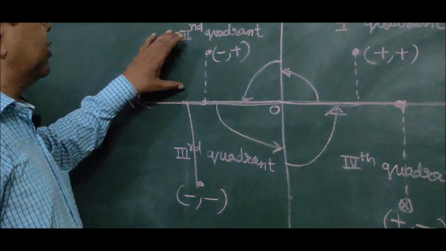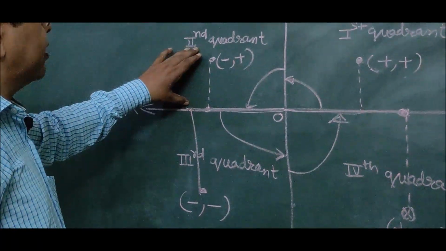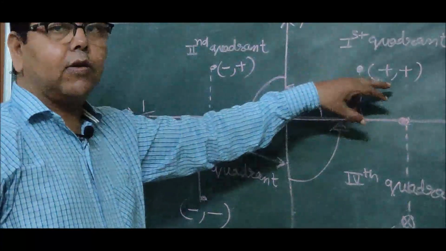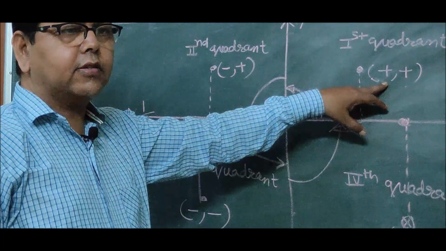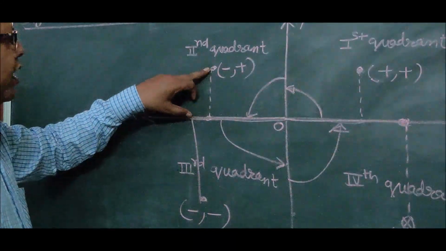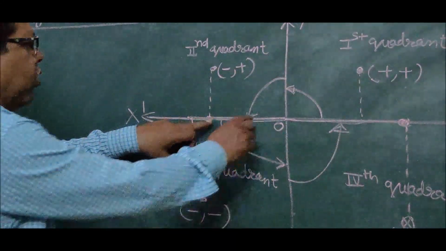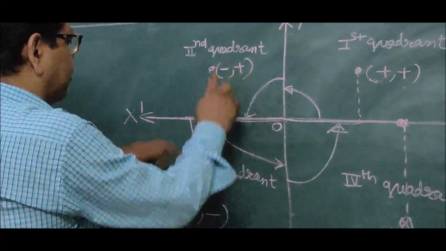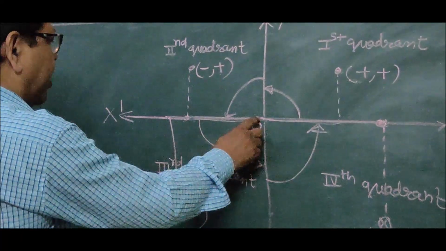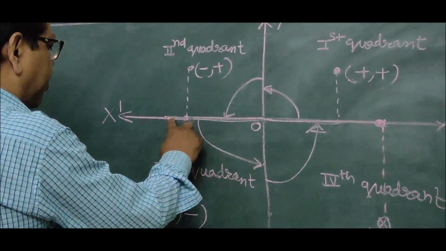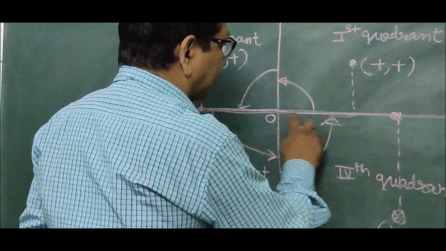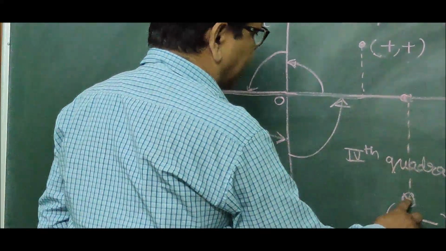This rule of taking sign plus and minus is known as sign convention. So in the first quadrant both x and y are positive. In the second quadrant x is negative because we move to the left hand side and in the upward direction, and y is positive. In the third quadrant x is negative and y is also negative. And in the fourth quadrant x is positive and y is negative.